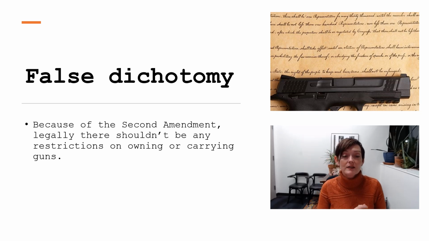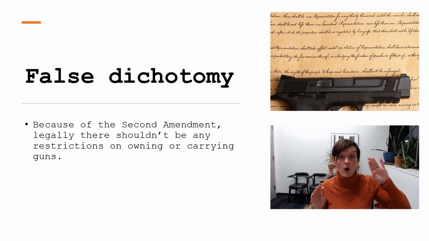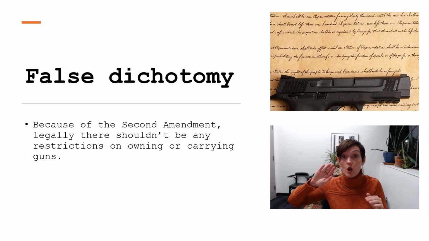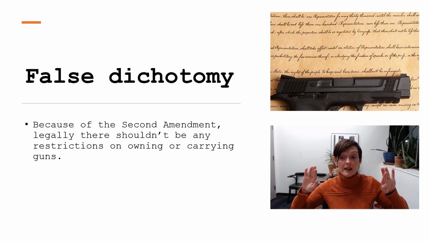Related to gun laws, another example of false dichotomy. Because of the Second Amendment, legally, there shouldn't be any restrictions on owning or carrying guns. So it's true that the Second Amendment gives the right to bear arms, but that is not the same thing as saying there can be no restrictions on the purchase, carrying, and use and storage of firearms. So it's not an all or nothing option, all guns and no restrictions, or no guns and all restriction. That is a false dichotomy.